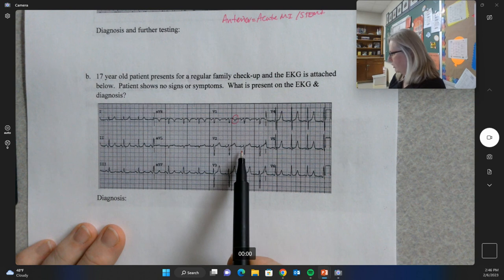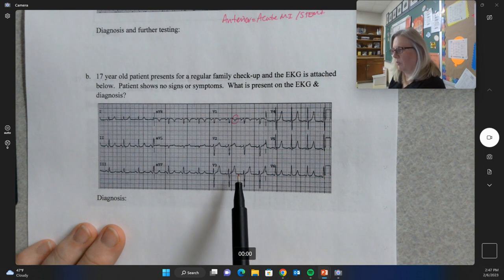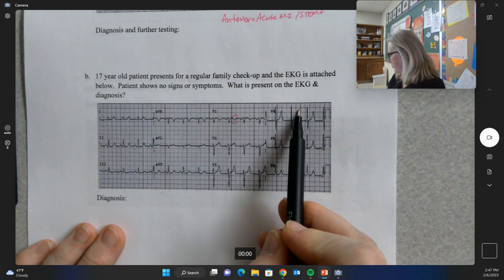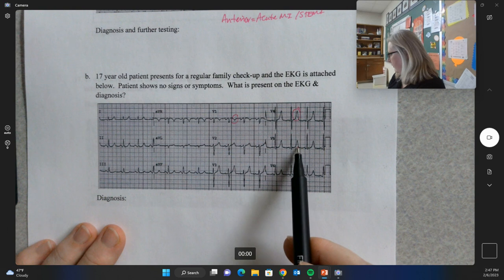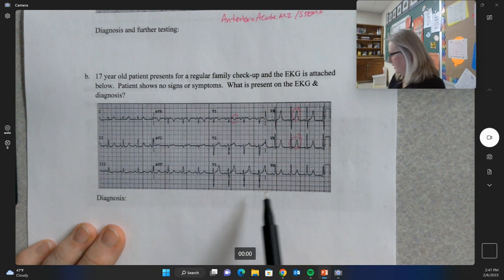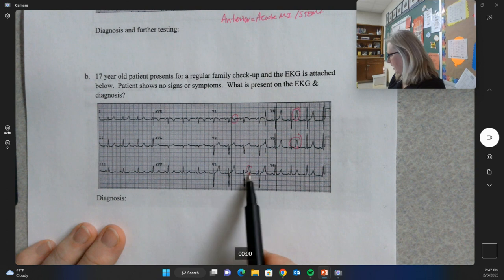Do I have an inverted T in V2? No. V3, starting to get a little peaked, but not inverted. V4, this one's pretty peaked. V5, are we at 2 boxes? Yeah, it's kind of 2 boxes. Is this 2 boxes? It's almost 2 boxes.